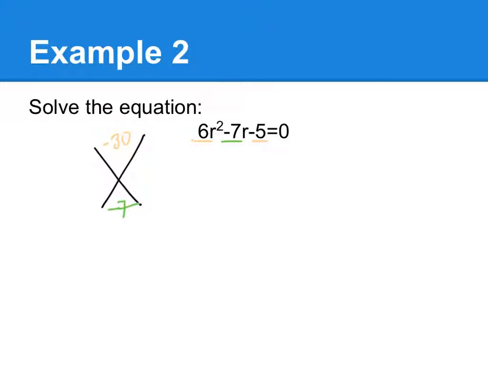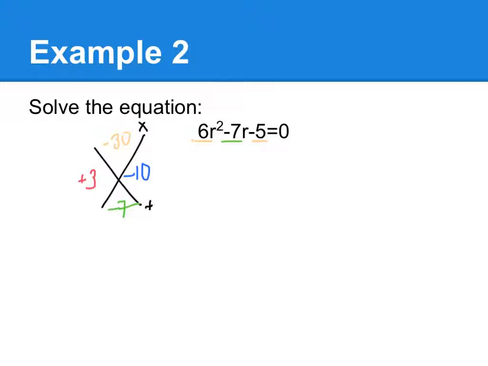Here's a tricky one. What two numbers, when you multiply them, you get negative 30, but when you add them, you get negative 7? So this one was tricky for me. I'm not sure why, but I'm going to go with positive 3 and negative 10. Because negative 10 times positive 3 is negative 30, and negative 10 plus 3 is negative 7.